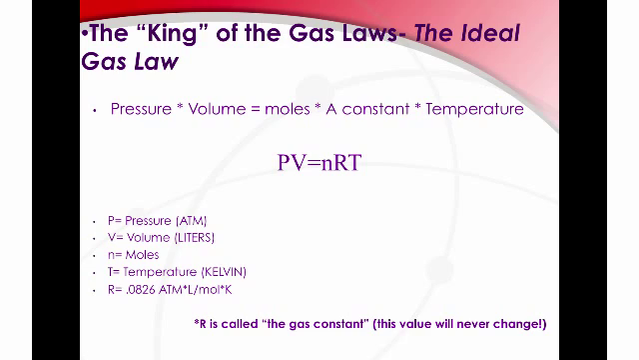The variables in this equation are pressure, which is in atmospheres, volume, which is in liters, moles, temperature in Kelvin, and R is our gas constant. This value will never change, and it is measured at 0.0826 atmospheres times liters divided by moles times Kelvin. The ideal gas law applies to gases in ideal situations and not to real-world gases.